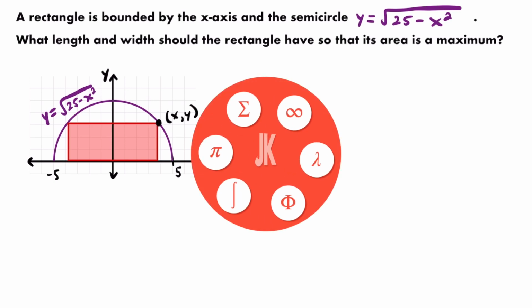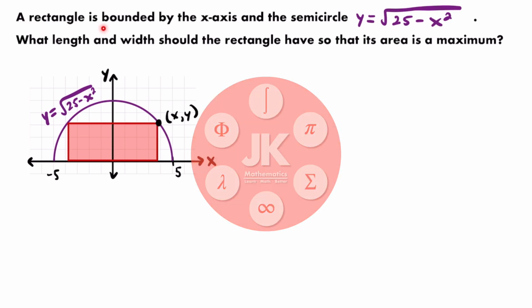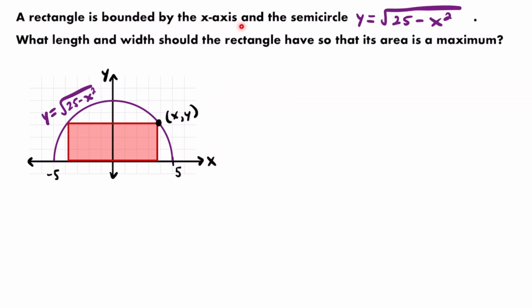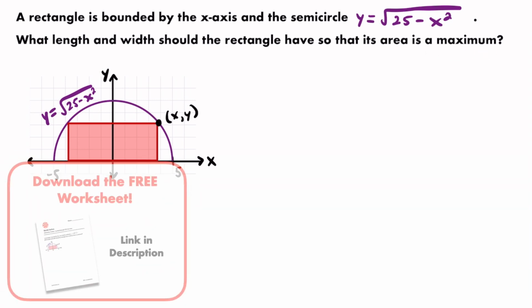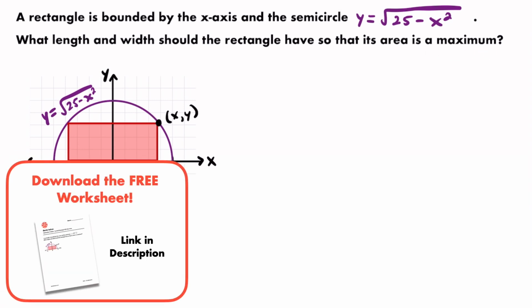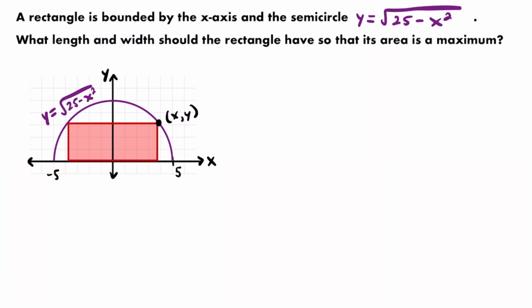So here we have an optimization problem where a rectangle is bounded by the x-axis and the semicircle y equals the square root of 25 minus x squared. What length and width should the rectangle have so that its area is a maximum? All right, so this is an optimization problem because we are going to be optimizing the area. Specifically, we are trying to find the length and width of this rectangle such that its area is a maximum.